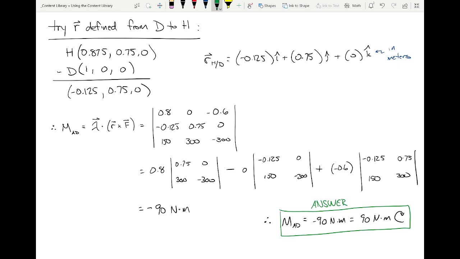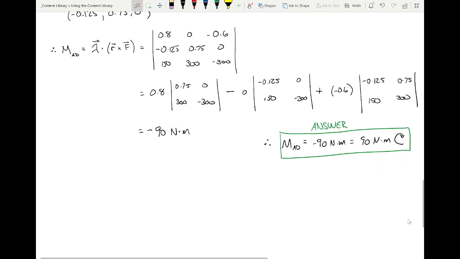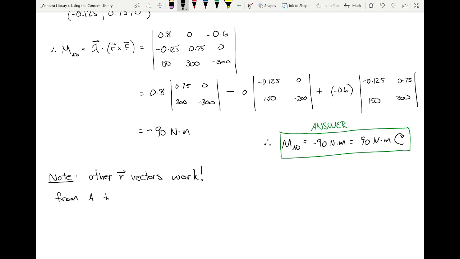All right. I got one final thing I want to show you, and then we're going to call it, okay? Because I know we're getting short on time. If you remember, I said that the position vector has to start along the axis in question and end along the line of action of the force. Now, I just said, try R defined from D to H. A note: other R vectors work. And if you don't believe me, try this. Try from A to B.